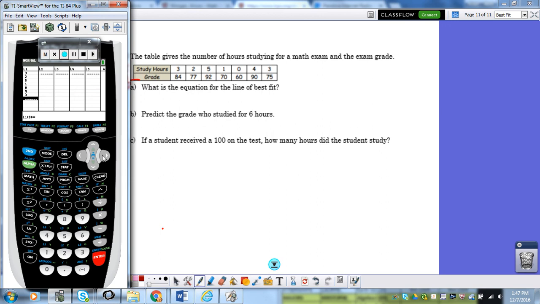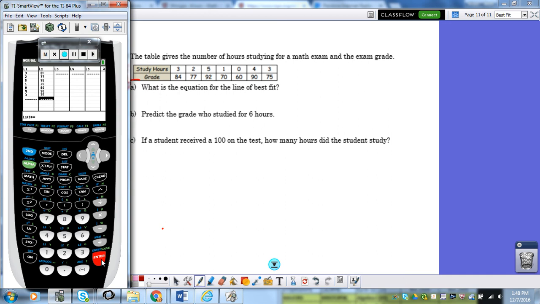Okay, so now in L2, you type in your Y values. Press enter after every single number. Lot of typing. Alright, you've got to make sure that they're all lined up. Now you need to do the equation for the line of best fit or line of regression. They both mean the same exact thing.